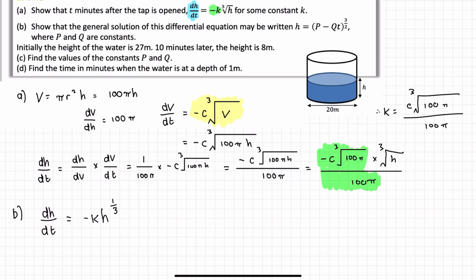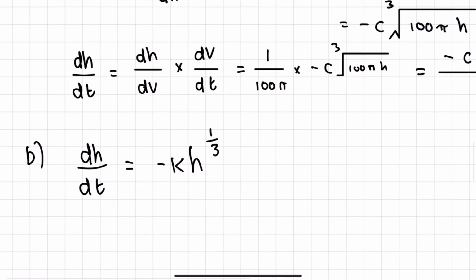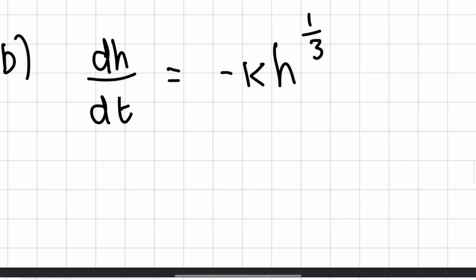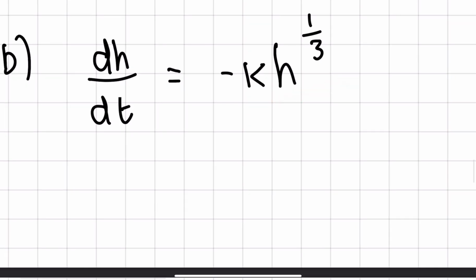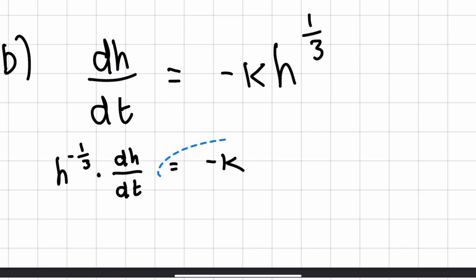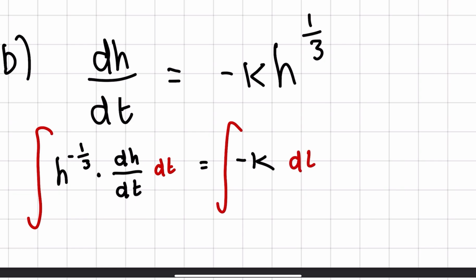Okay. What I'm going to do now is divide both sides by h to the 1/3. So I'm going to get essentially 1 over the cube root of h, which I can write as h to the negative 1/3, times dh over dt, and that equals minus k. So what I'm going to do now is integrate both sides with respect to t, like so.